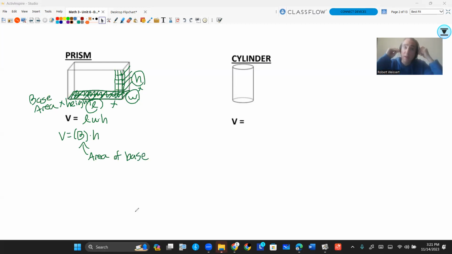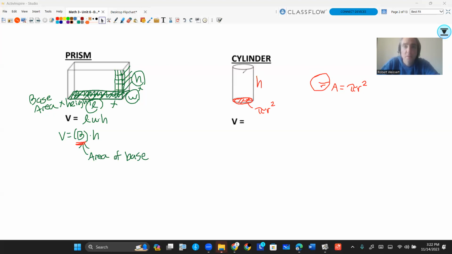A cylinder kind of follows along the same rules as a prism. It's going to have both a circular base on the top and the bottom. In which case here, to get the volume of the cylinder, we'll have to calculate the area of the circle. Any circle has an area of pi times the radius squared. And the circle happens to be the base. So our base in this case is a circle.